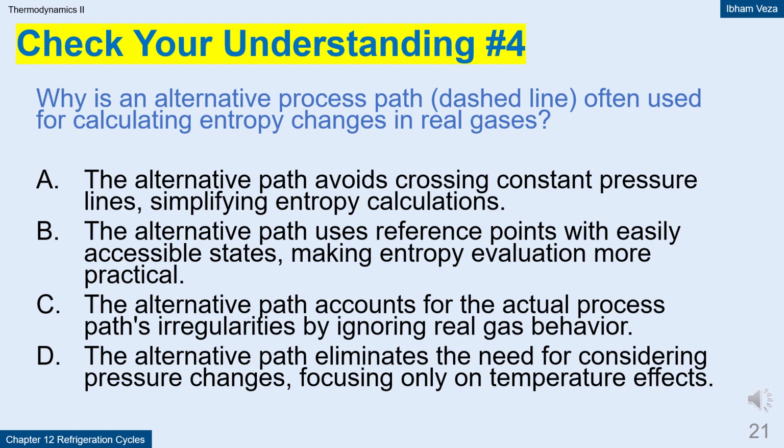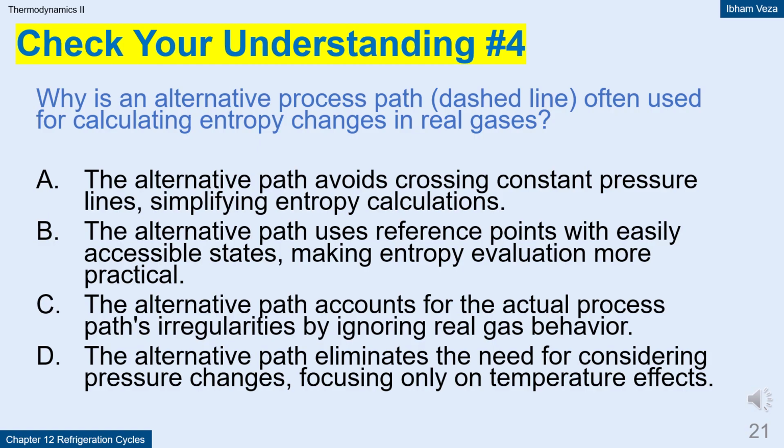Explanation of incorrect options. A. The alternative path avoids crossing constant pressure lines, simplifying entropy calculations. This is incorrect because the alternative path does cross constant pressure lines, P1, P2, P0, to help track entropy changes effectively. C. The alternative path accounts for the actual process path's irregularities by ignoring real gas behavior. This is incorrect because the alternative path is designed to simplify calculations, not to ignore real gas behavior. It approximates the entropy change without oversimplifying.